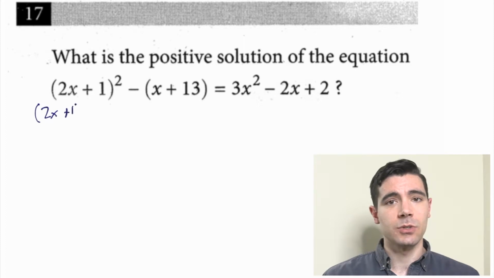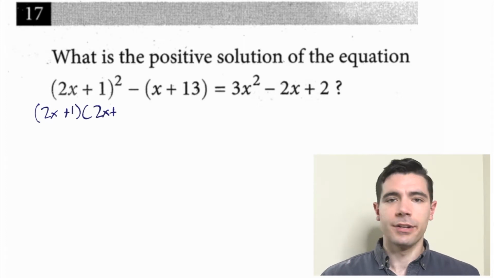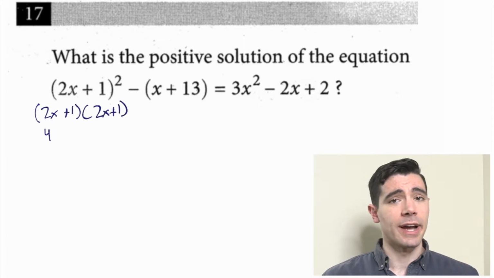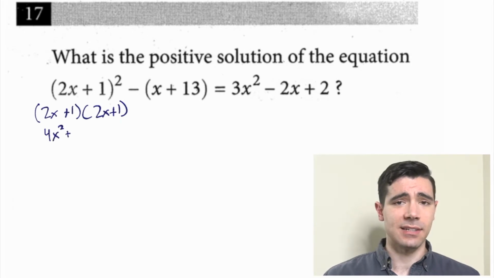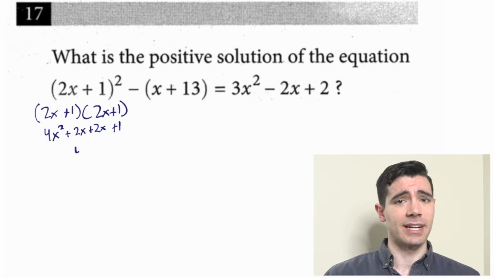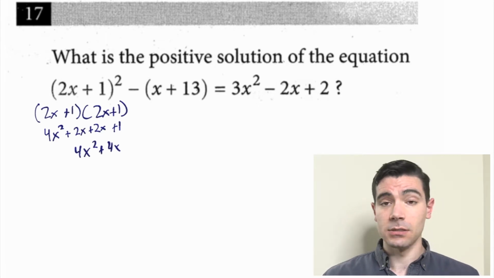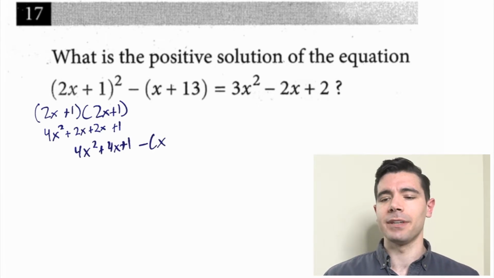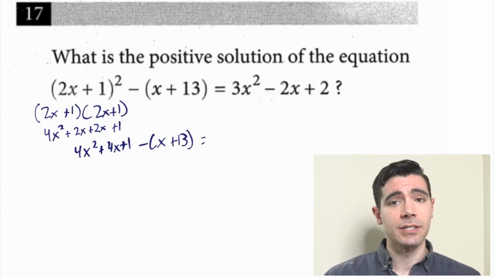2x plus 1 quantity squared. We must be inside a crunch bar because it's FOIL time. First, 4x squared. Outside, plus 2x. Inside, plus 2x. Last, plus 1. So this is going to be 4x squared plus 4x plus 1. Cool. Minus quantity x plus 13. I'm going to leave that be for now. Equals 3x squared minus 2x plus 2.